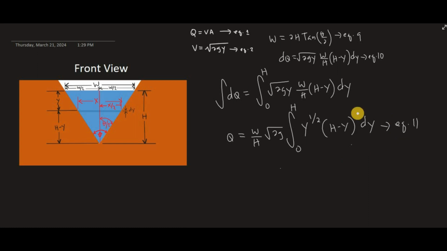So what is the implication of equation 11? What does this integral imply? This integral implies that it chops up the entire triangular region into an infinite number of horizontal strips, calculates the discharge at each strip, and then adds up all the discharges of each strip, starting from the surface of the water at the top up to the vertex at the bottom to obtain the total discharge.